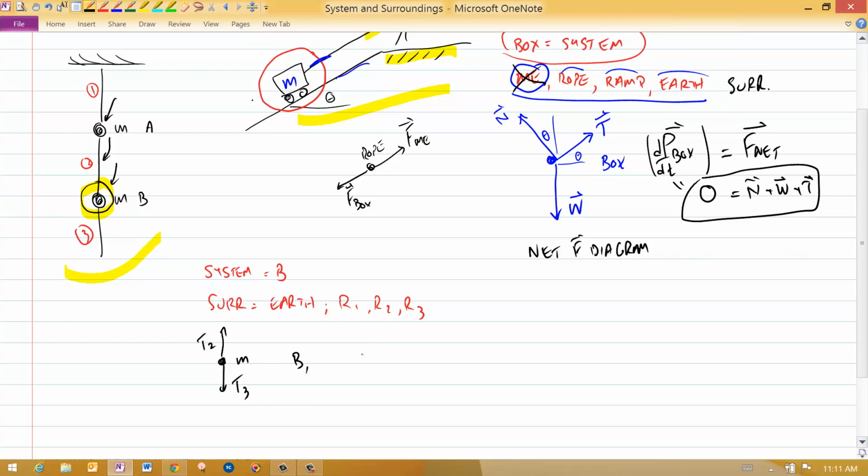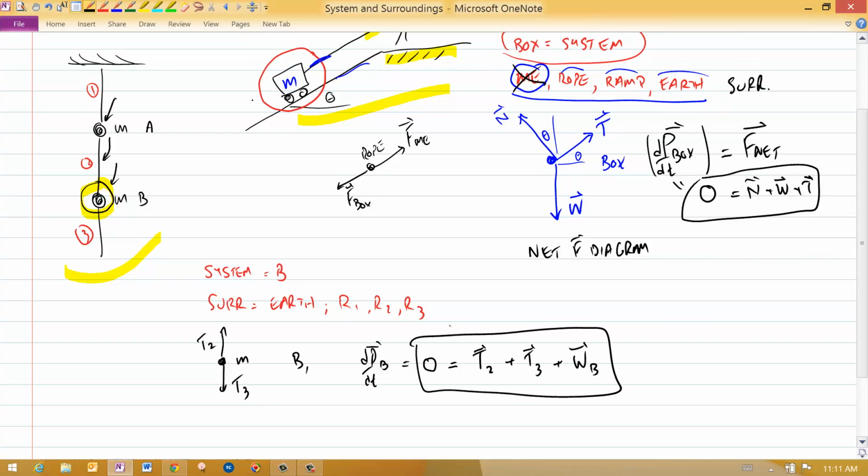What the momentum principle will say is dp dt for our system B, well, I can see that it's static, it's stationary, it's equal to 0. That's what the momentum principle says, and it's equal to the net forces here. I've got tension 2, that is the force from the rope pulling it upwards. I've got tension 3, that's the rope that is pulling it downwards, and then I've got its weight. I'll write that as W sub B. And that is the statement of the net forces for the right system.